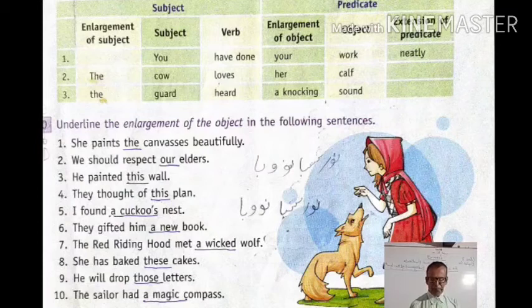Question number 8, she has baked these cakes. Cakes is the object here, and these is the enlargement, the word coming before that. Question 9, he will drop those letters. Letters is the object here, and those is the enlargement of the object, which we need to underline. And the last one, the sailor had a magic compass. Compass is the object here, and the word before that, which is called the enlargement of the object and which we have to underline, is a magic here.